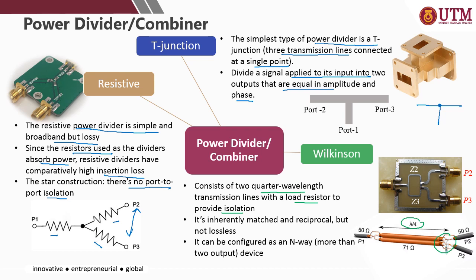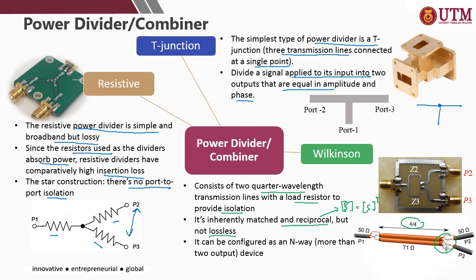It is inherently matched and reciprocal. You can remember the meaning of reciprocal as when the matrix S is equivalent to its transpose. What is the transpose? It is when the first row becomes the first column and the second row becomes the second column, and so on. If you compare the transposed version to the original S matrix, it will be similar.